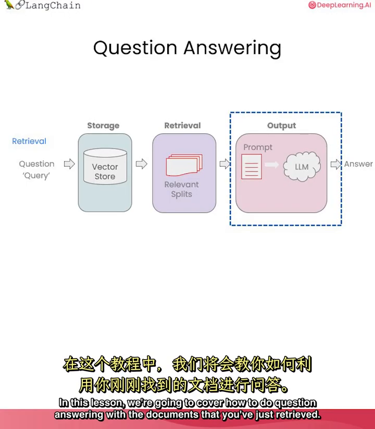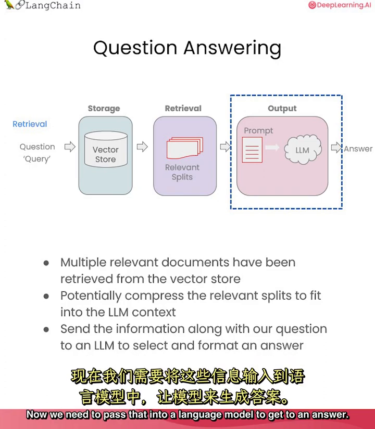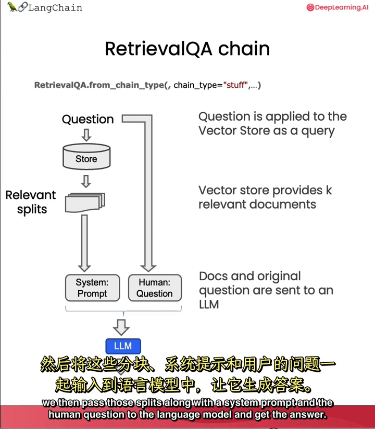In this lesson, we're going to cover how to do question answering with the documents that you've just retrieved. This comes after we've done the whole storage and ingestion, after we've retrieved the relevant splits. Now we need to pass that into a language model to get to an answer. The general flow for this goes, the question comes in, we look up the relevant documents, we then pass those splits along with a system prompt and the human question to the language model and get the answer.